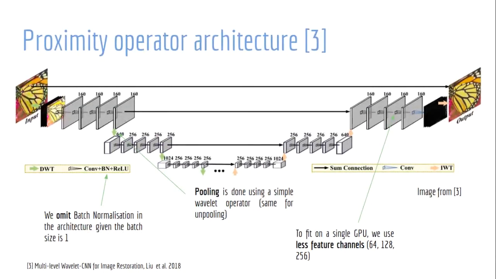And so its architecture is quite typical. Basically, it's a UNet, and you just replace the pooling operation with a wavelet operator. And so this architecture gave us the best results. And I specify here that we do not use batch normalization because we usually have a batch size of 1 in our training.